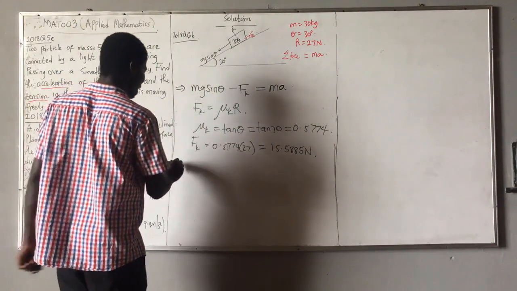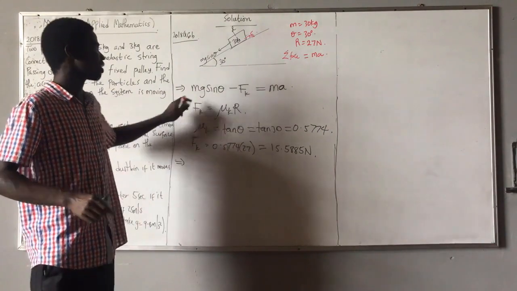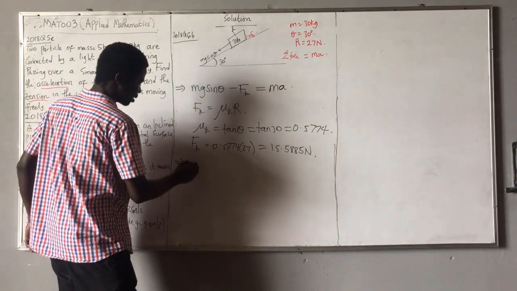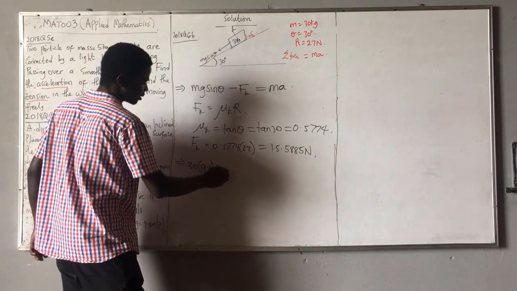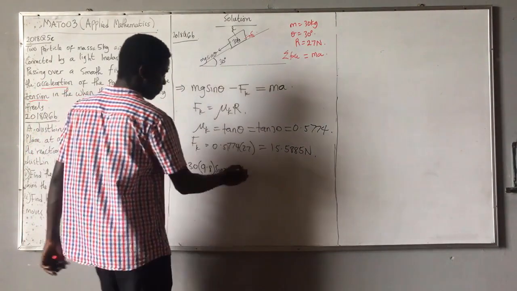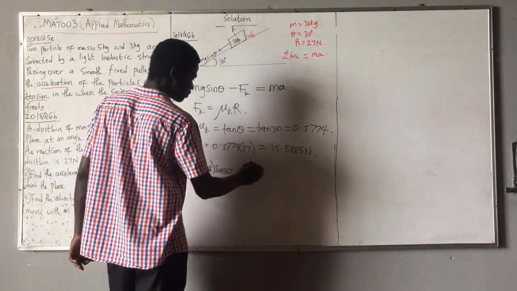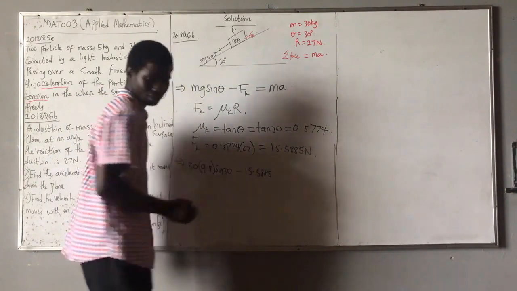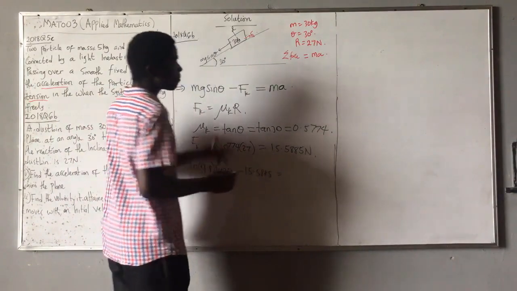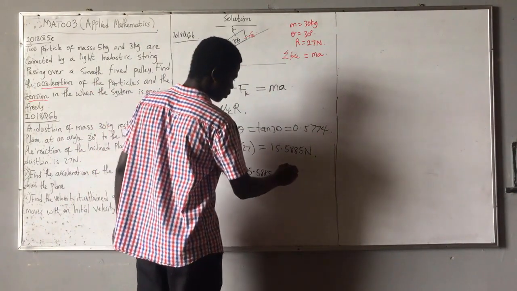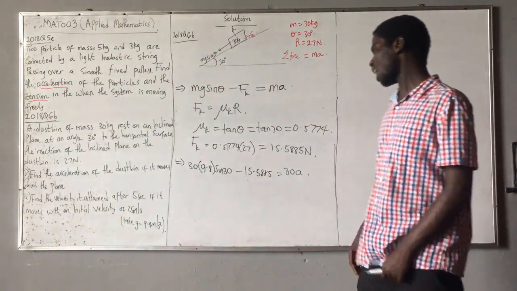So at the end of the day, I have what? mg sine theta minus Fk equal ma. What is m? m is 30. 30 multiplied by 9.8, sine theta, sine 30. Right? Sine 30 is 1/2. Minus the frictional force. We've calculated that already. That is 15.5885 from my calculator here, equal to ma. m is 30 multiplied by a. Don't forget, that is what they asked me to find.